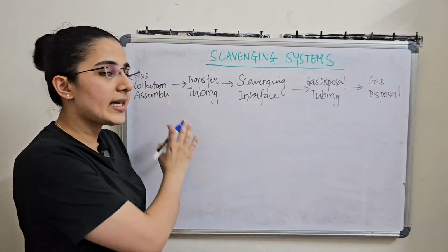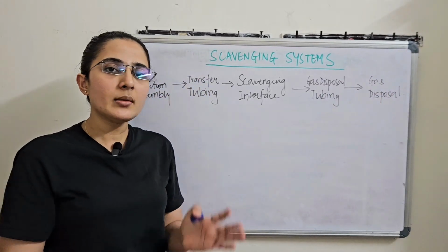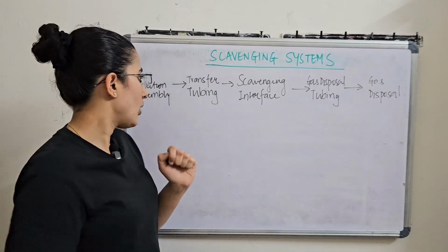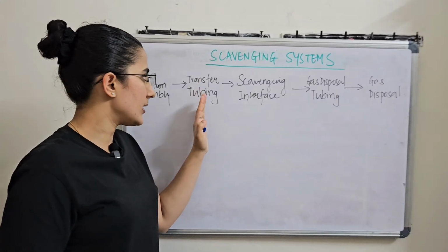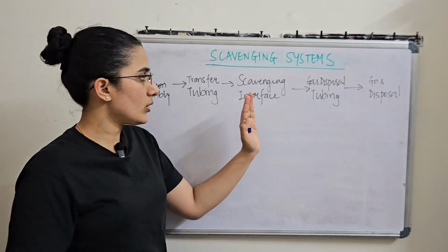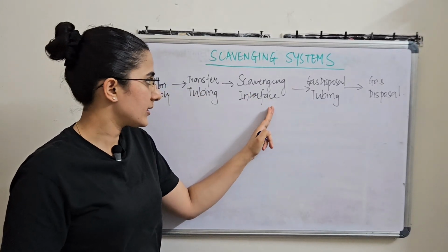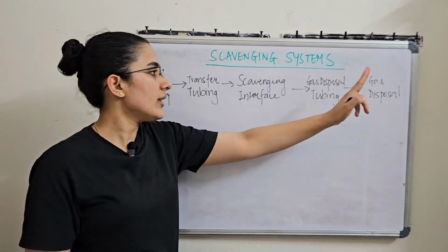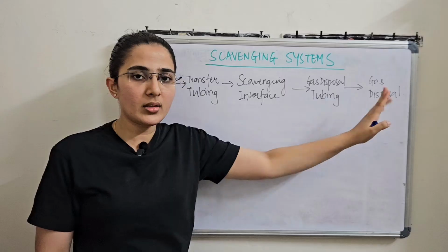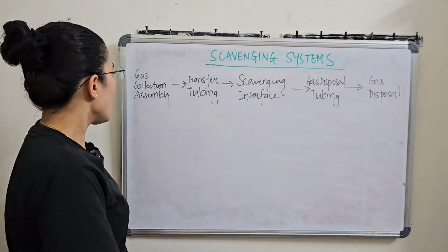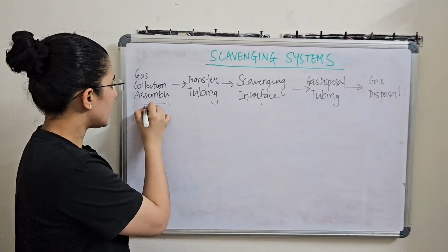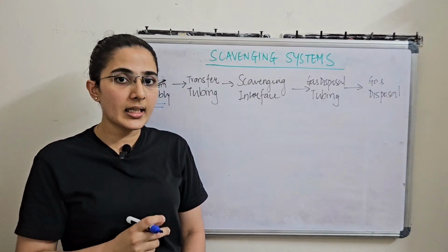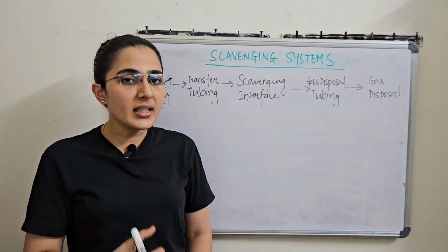So first we have a gas collection assembly that basically collects the scavenging gases from the ventilator. Okay, then it will be going to the transfer tubings, then it will go to the scavenging interface. After that, it goes to the gas disposal tubing, and then lastly comes the disposal of the gases, right? So starting with the gas collection assembly, it basically collects the gases from the ventilator.